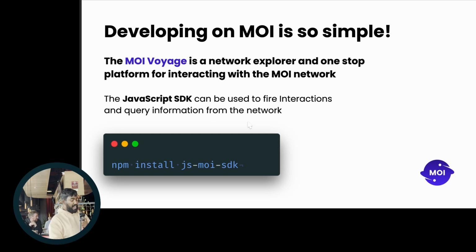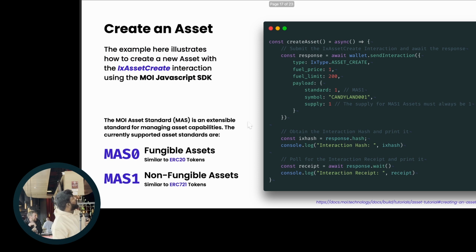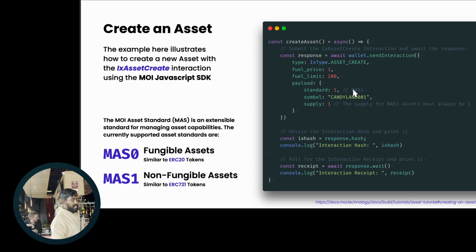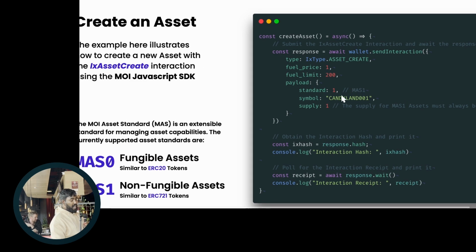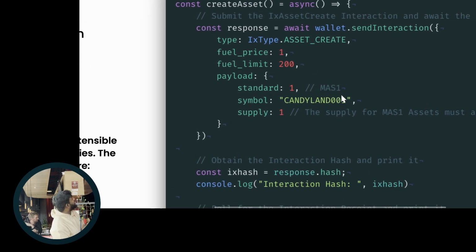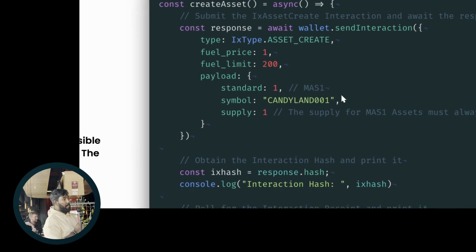You don't really need to, and I'll show you what that looks like, right? Does this look visible? I can zoom up if you have to, but basically I can use the IX asset create interaction type. And this is JavaScript code using the MOI.JS SDK. All I do is send an interaction of type asset create. You can see that fuel price is 1, that's the testnet fuel price. The fuel limit is whatever you want to specify, 200. It costs about 100 to create an interaction asset today. And the payload says standard, and you see the standard says 1 today.